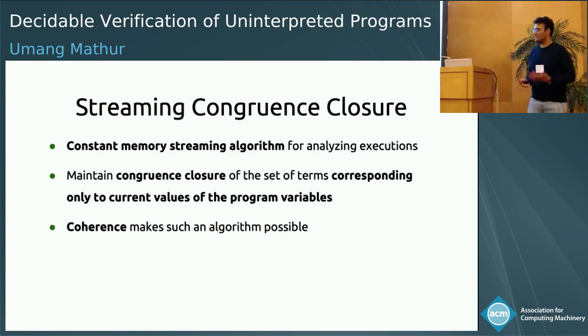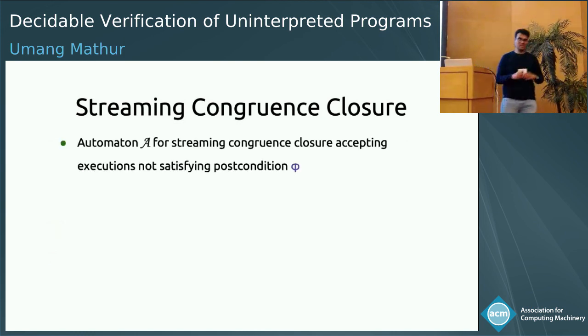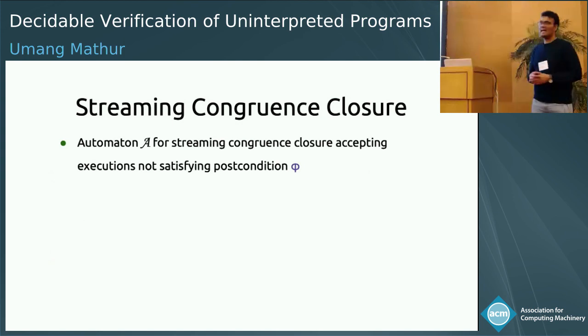And of course, coherence is the key requirement that makes this algorithm possible. In fact, coherence can be thought of as related to this graph theoretic notion called path decomposition. In fact, when an execution is coherent, its path decomposition has a bounded width. So now that we have a constant memory algorithm for analyzing executions, we can come up with an automaton that accepts coherent executions that do not satisfy a given postcondition phi.